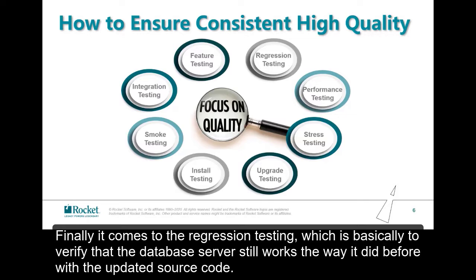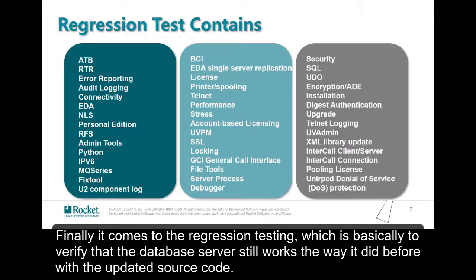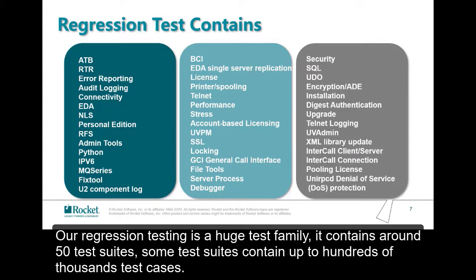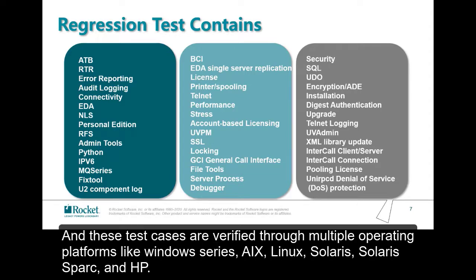Finally, it comes to regression testing, which is basically to verify that the database server still works the way it did before with the updated source code. Our regression testing is a huge test family. It contains around 50 test suites. Some test suites contain up to hundreds of thousands of test cases. And these test cases are verified across multiple operating platforms like Windows Series, AIX, Linux, Solaris, Solaris Spec, and HP.